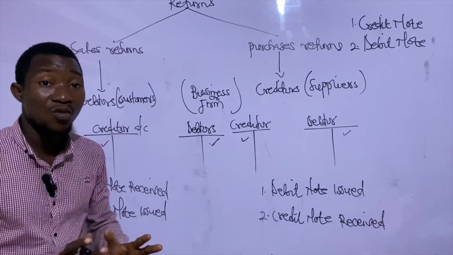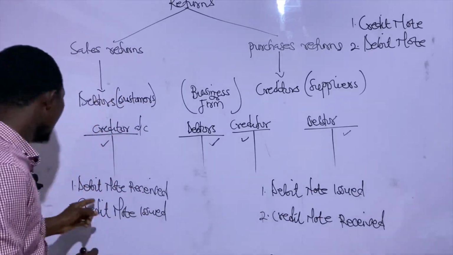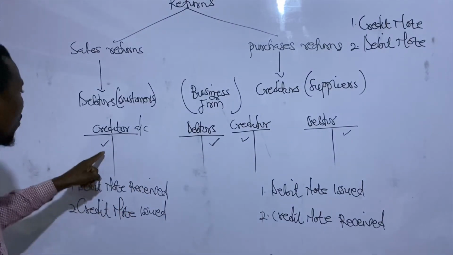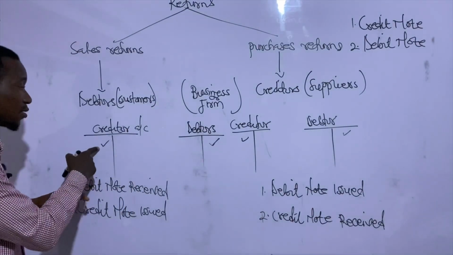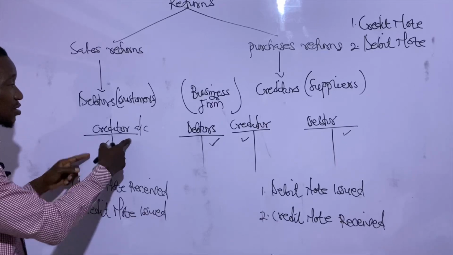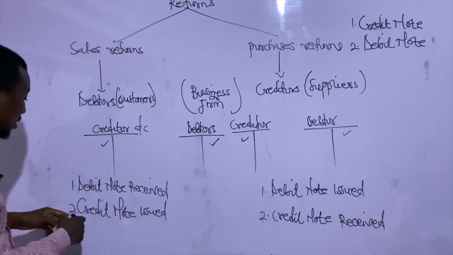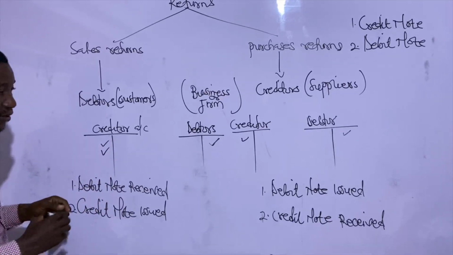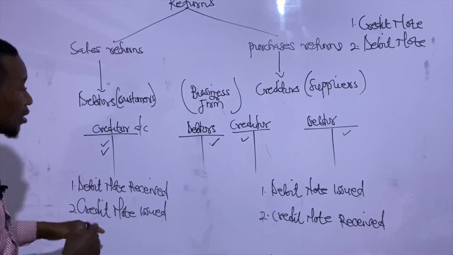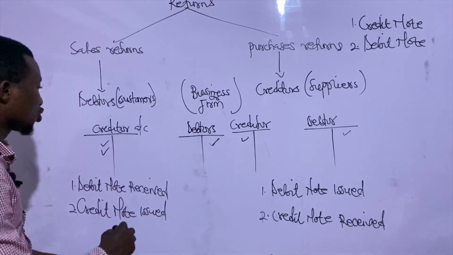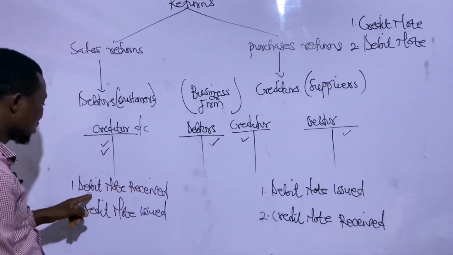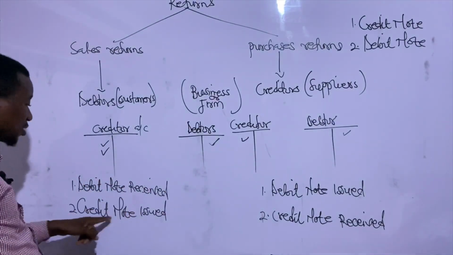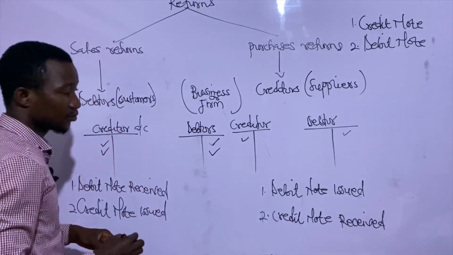So in summary, what I want you to understand is that a debit note received will be recorded at the debit side of the creditor's account in the perspective of the customer. The credit note issued will also be recorded at the debit side. Is that okay? And in the debtor's account, it will be recorded at the credit side, that is debit note received, and debit note issued will also be recorded.